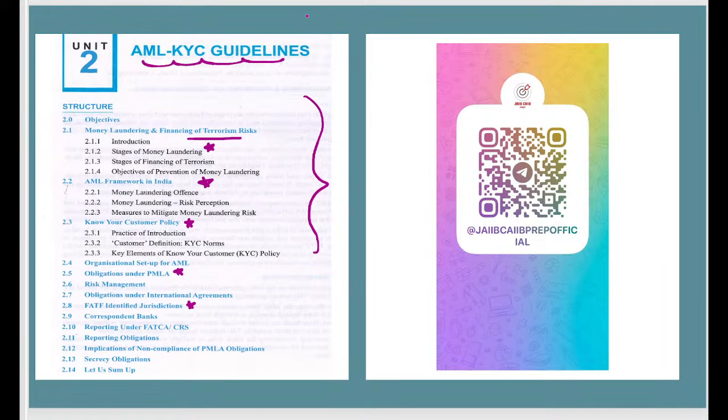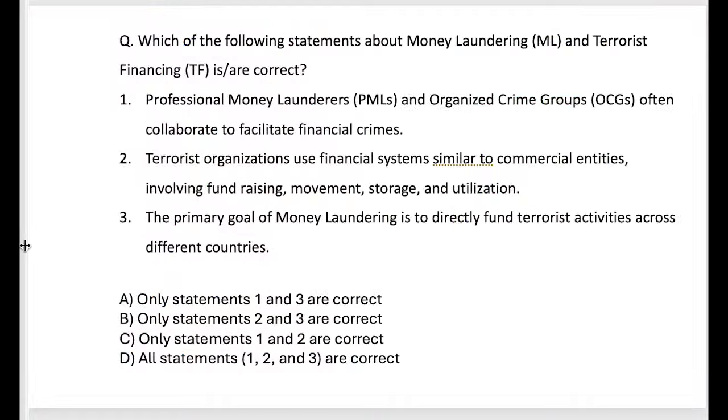Okay, next unit is about KYC guidelines. So KYC and AML guidelines. There are two parts: one is money laundering and financing of terrorism, and another portion covers the other areas, right? Chalo, let's quickly go through the questions first. The first question is on your screen.